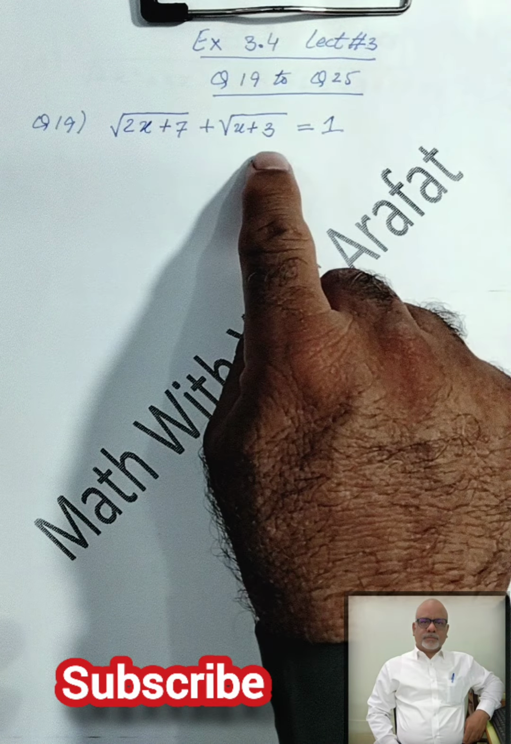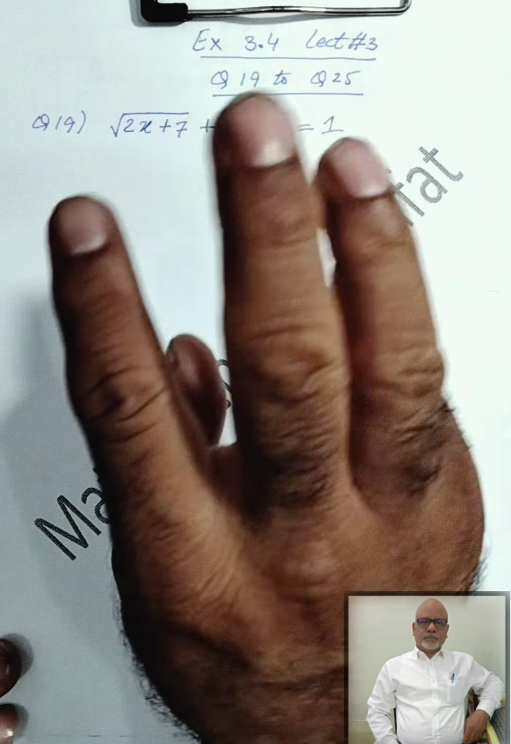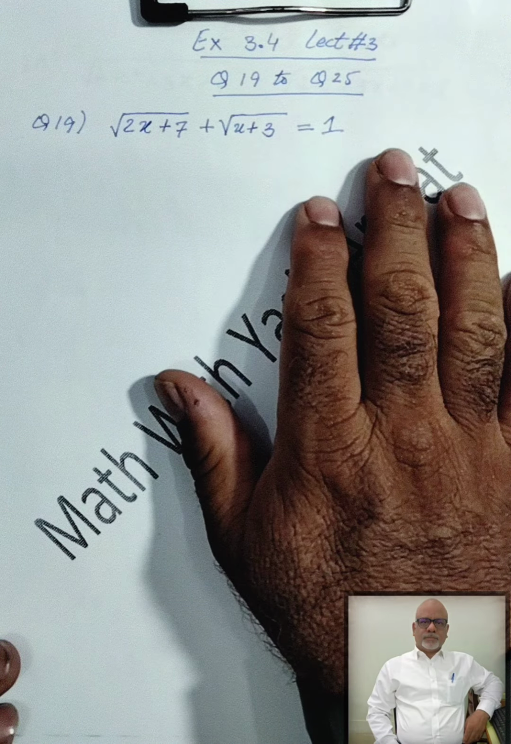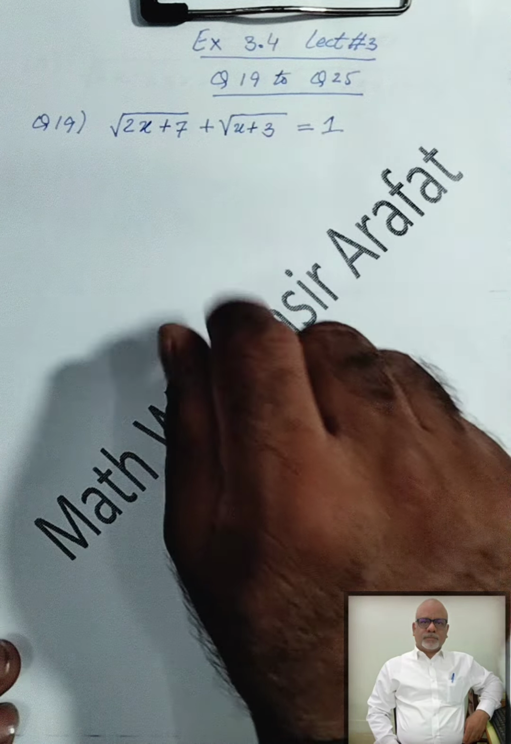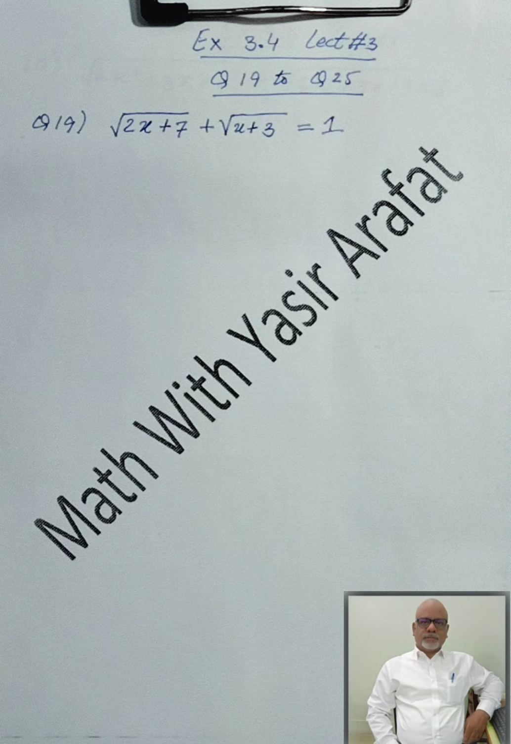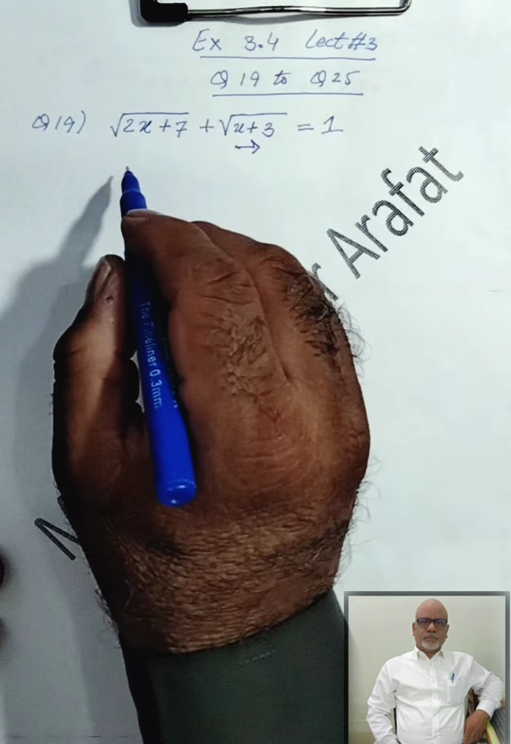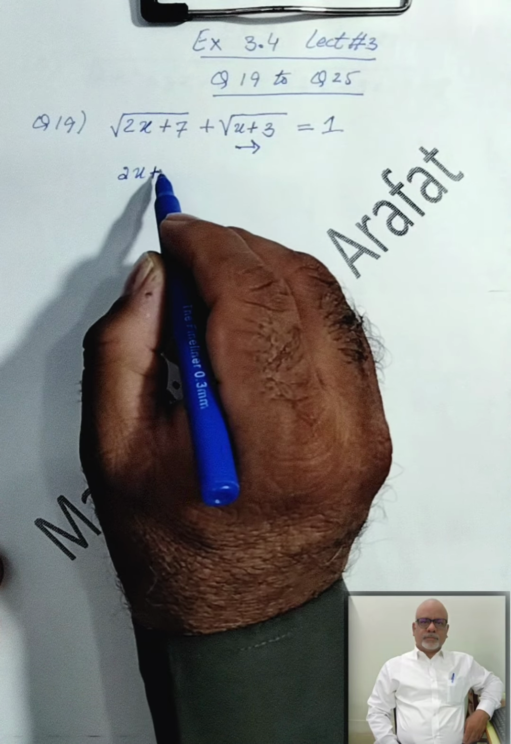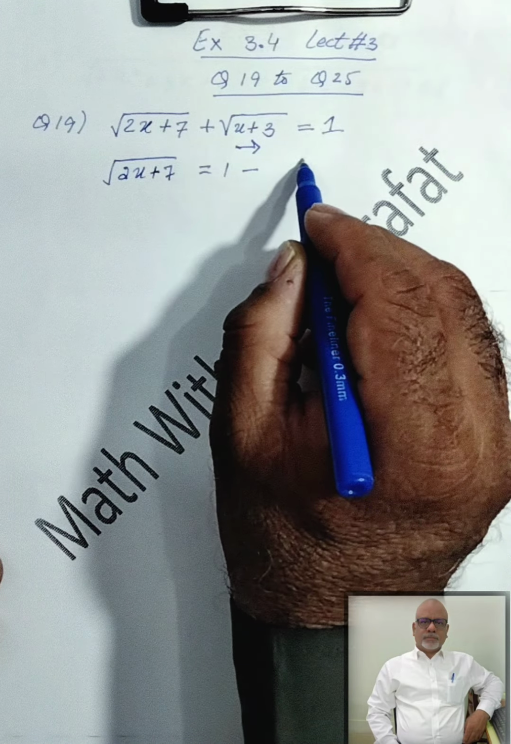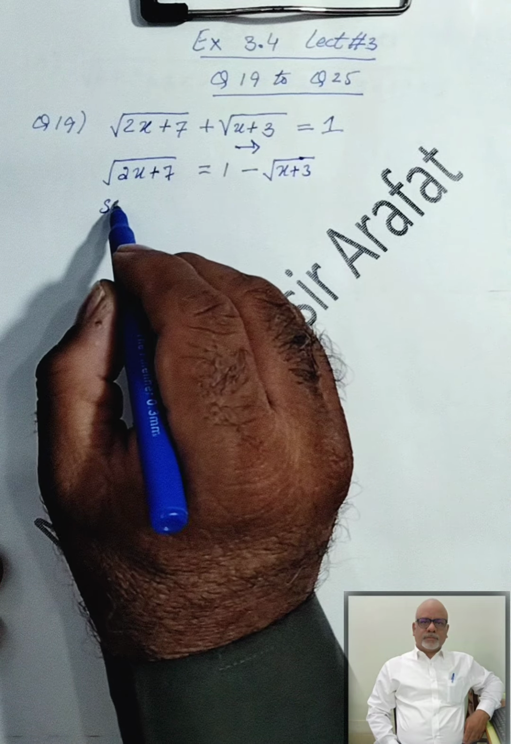If there are two radicals, we have to shift one radical to the other side and take out the square. If there are three radicals, two radicals on one side and the third one we have to shift to the other side. And if there are four radicals, then we have to shift two radicals to the right hand side and two radicals should be on the left hand side. So here we have two radicals, so one of them we have to shift to the right hand side and then we have to take out square on both sides. So squaring on both sides.